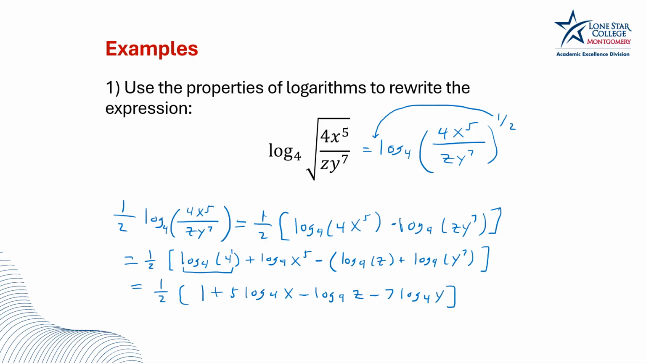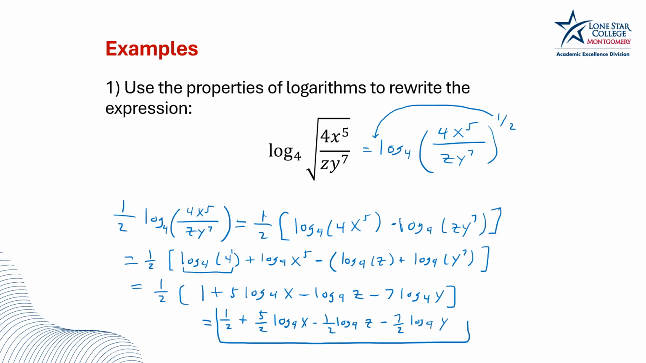So we see that we've split everything else. There's no division going on, there's no multiplication going on, and there's no more powers. So we should be finished, and the last thing we could do is just multiply everything in the bracket by 1/2. So that will give us 1/2 plus 5/2 log base 4 of x minus 1/2 log base 4 of z minus 7/2 log base 4 of y. And that would be how we would expand the following expression.